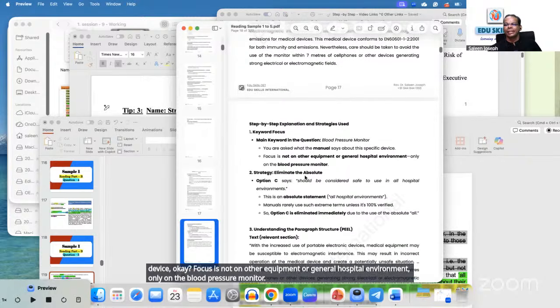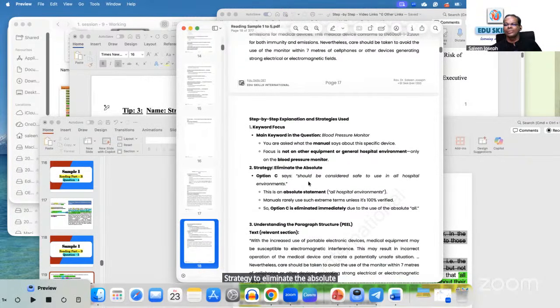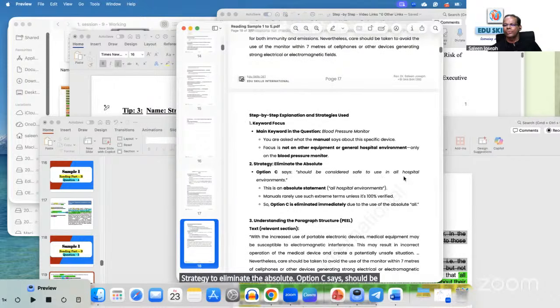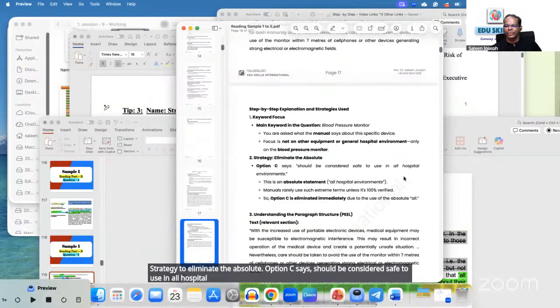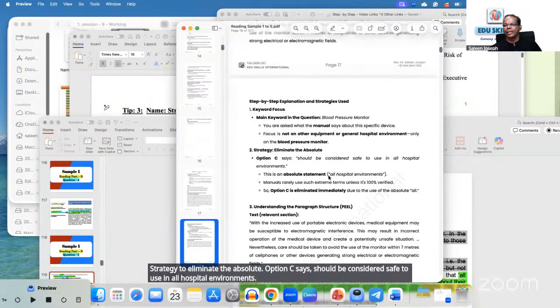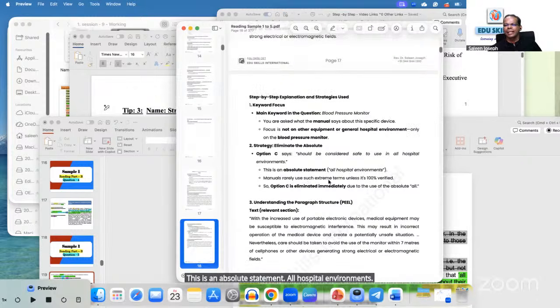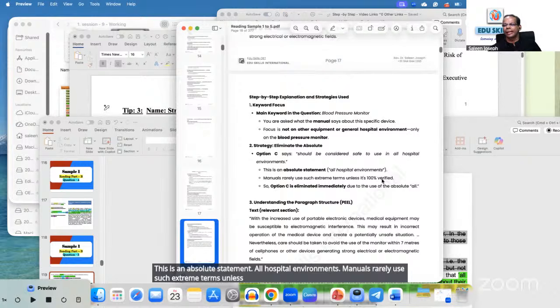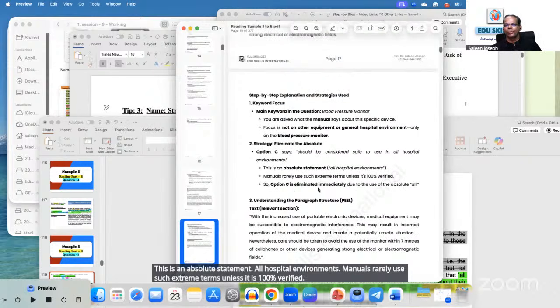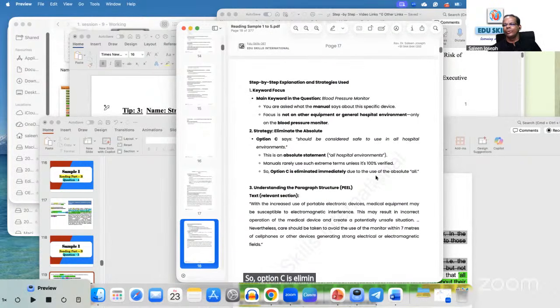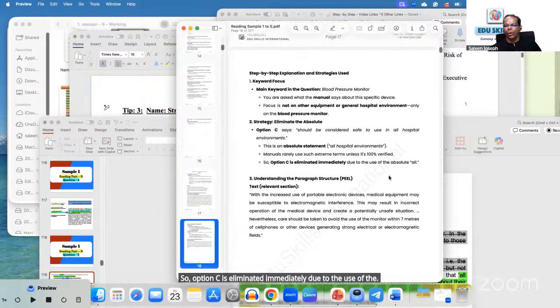Strategy 2, eliminate the absolute. Option C says it should be considered safe to use in all hospital environments. This is an absolute statement: all hospital environments. Manuals rarely use such extreme terms unless it is 100% verified. So option C is eliminated immediately due to the use of the absolute "all."